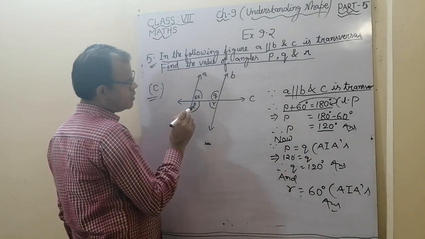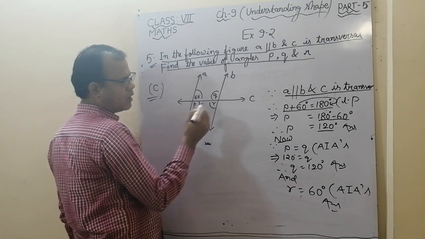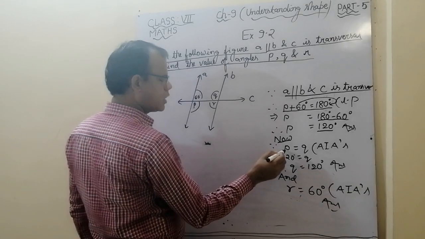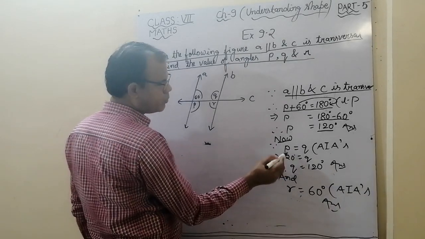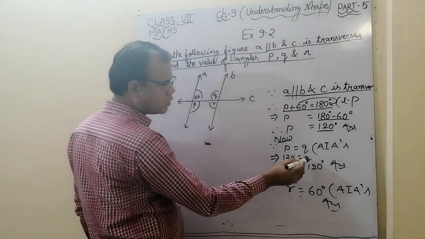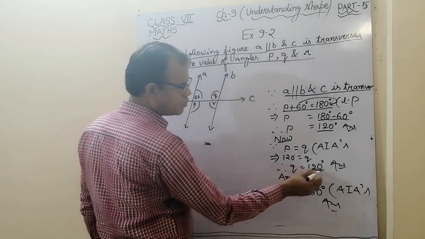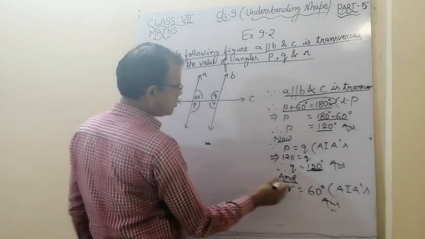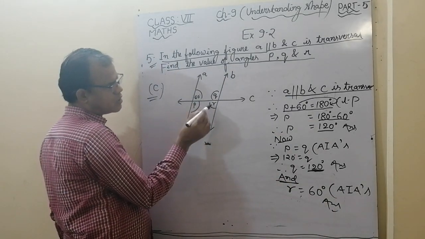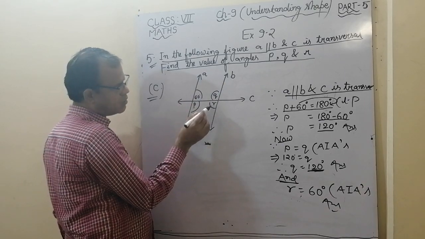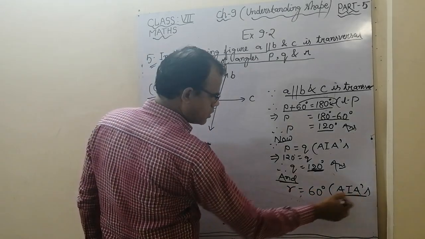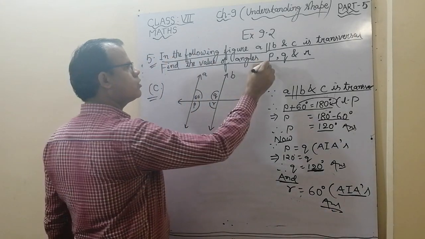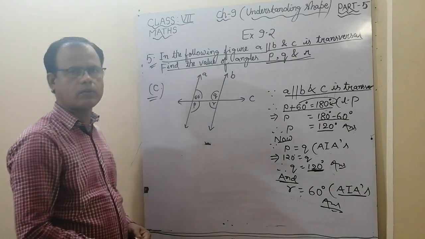Now this angle P equals Q. Why? Alternate interior angles. So angle P equals Q. The value of P is 120, so 120 equals Q. Therefore Q equals 120 degrees. So we found angle Q is 120. Now this angle R equals 60 degrees. Why? Same reason, alternate interior angles. So angle R equals 60 degrees. In this way we find out angles P, Q and R.